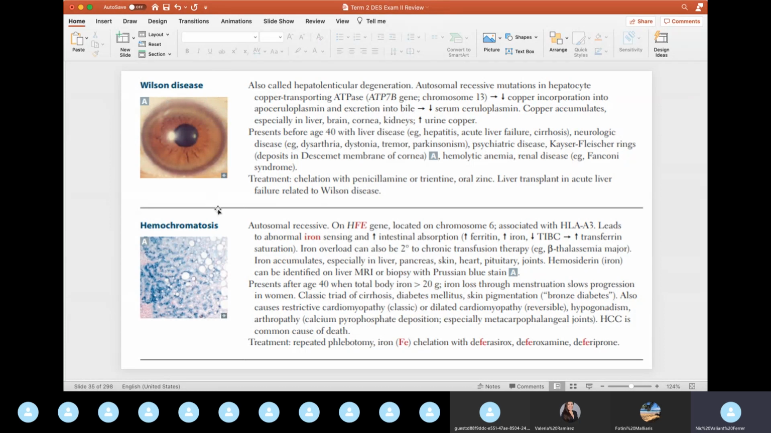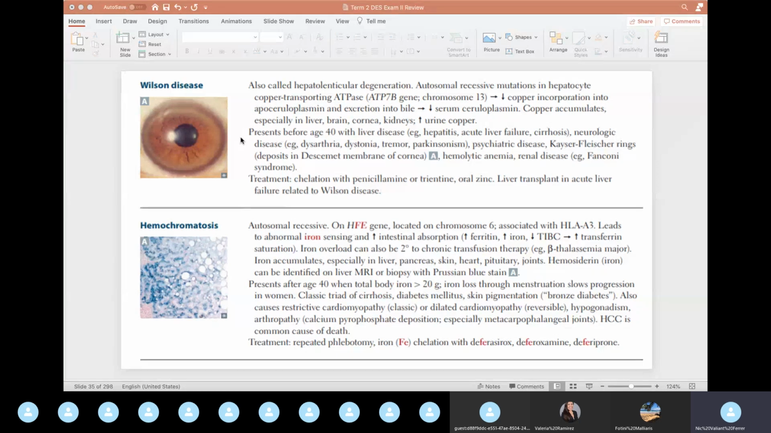So Wilson's disease, hemochromatosis. Put a star here. This is high yield. In Wilson's disease, there's something wrong with your copper transporting ATPase, your ATP7B, on chromosome 13, meaning you have decreased copper. In the vignette, they're going to say decreased serum ceruloplasmin. When you see that, think about Wilson's disease. What if I don't absorb copper? So it accumulates in your liver, your brain, your cornea, your kidneys. When you check the urine, you have increased excretion of copper in your urine.